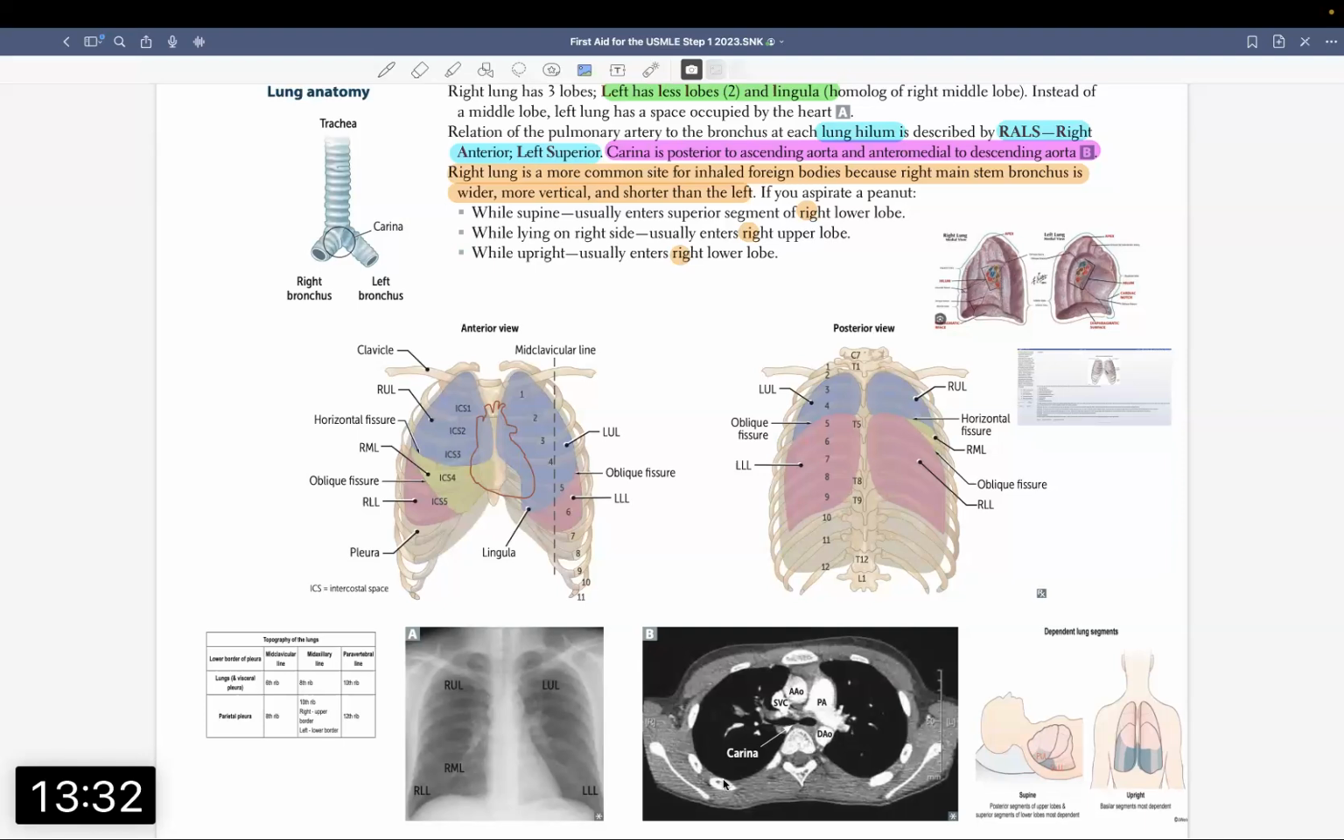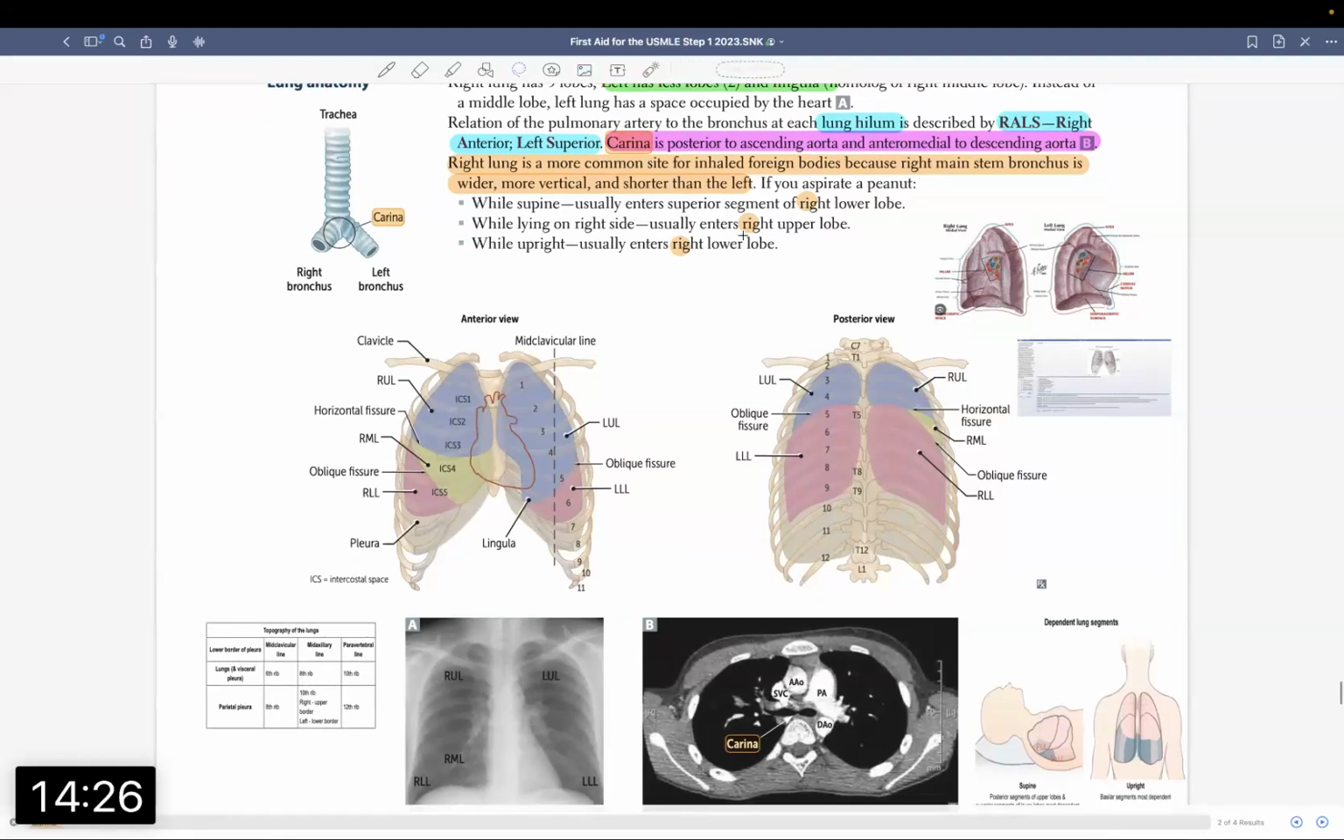So the superior segment of the lower lobe. Okay. But if he's lying on the right side, then it goes to the upper right lobe, right? Yeah, upper right. They didn't go into detail, they just said upper right lobe. Posterior upper lobe, right? While lying on the right side, it usually enters the right upper lobe. Okay. Thank you. And then when upright, it goes to the lower lobe, yes.